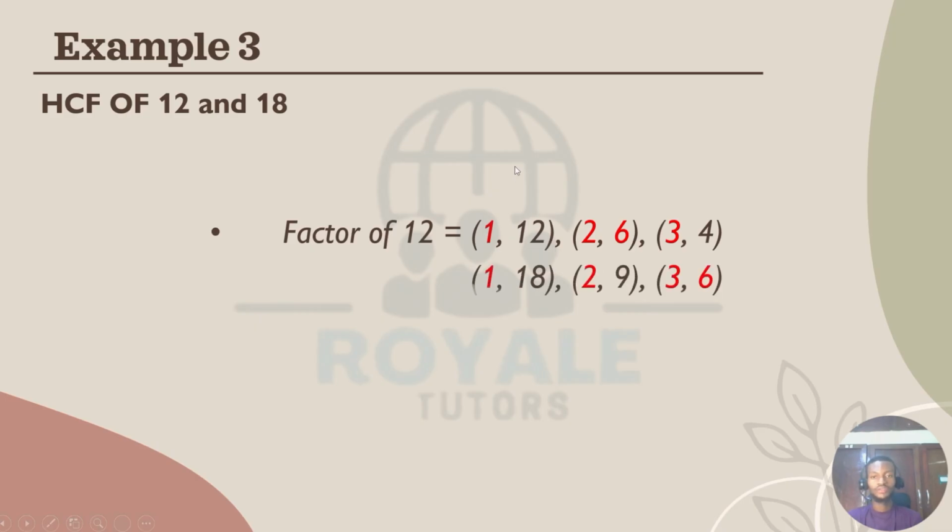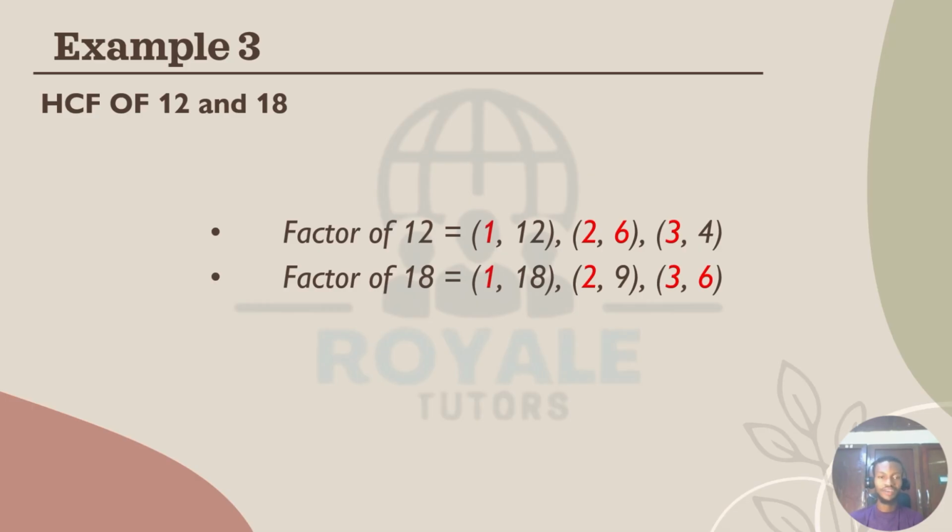Then we have factors of 18. We have 1 times 18 to give us 18. We also have 2 times 9 to give us 18. We also have 3 times 6 to give us 18. So now we see that the factors of 18 are 1, 18, 2, 9, 3, and 6.